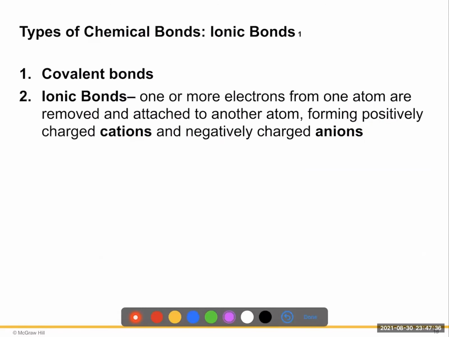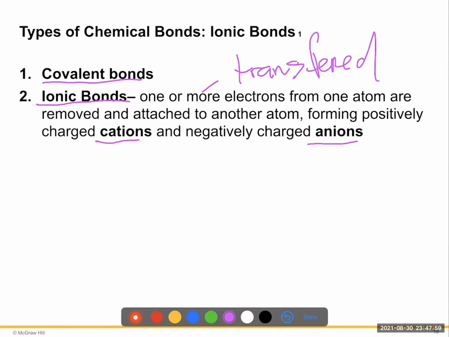So we've talked about covalent bonds. Then we have ionic bonds, and after that we'll talk about hydrogen bonds, which just involve water. In ionic bonds, one or more electrons is removed from one atom and given to another, forming a positively charged cation and a negatively charged anion. These electrons are transferred from one element to another. Covalent bonds are shared; ionic bonds are a transfer. One electron physically moves from one element to the other, and that forms charges, and opposite charges attract.